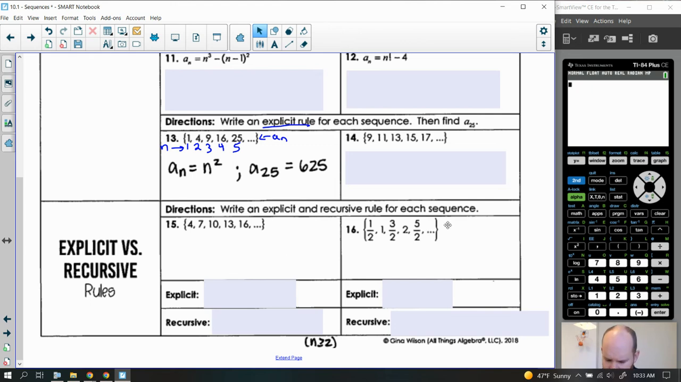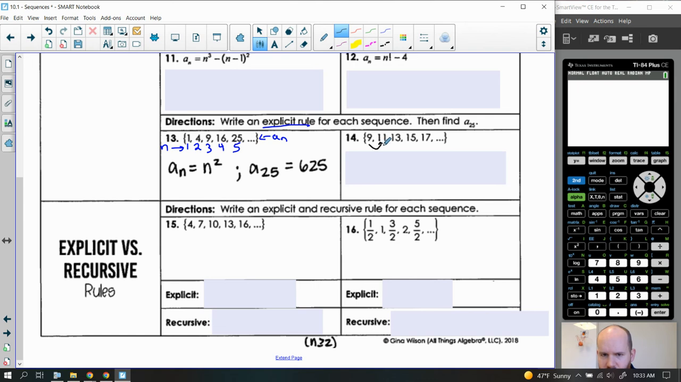Let's take a look at the second one, or 14 rather, because that one's a little bit trickier. It seems like if I write the term numbers out underneath, 1, 2, 3, 4, 5, I don't really see an explicit relationship jumping out to me. So something else that can be helpful is to try starting with some recursive idea.